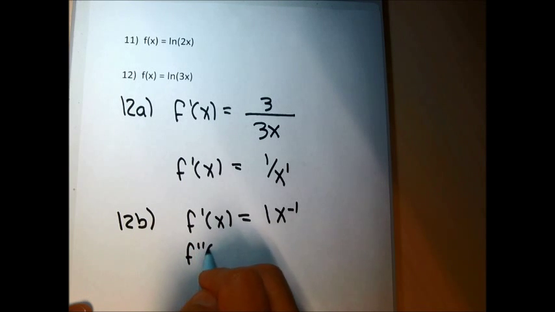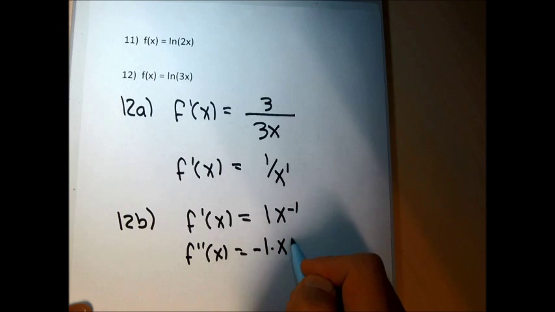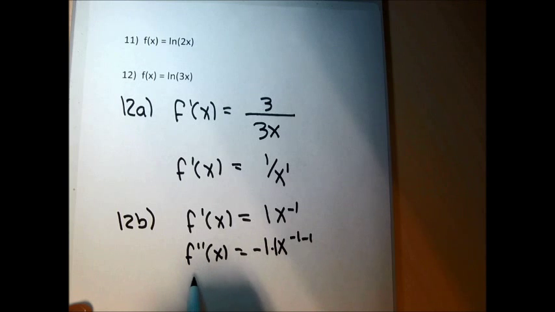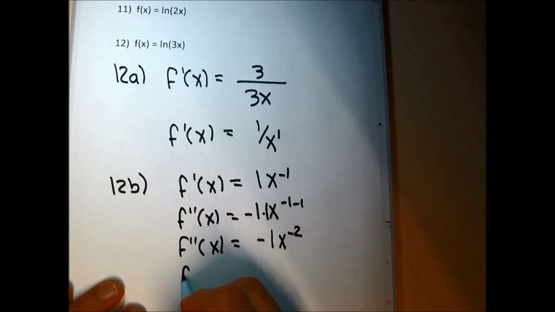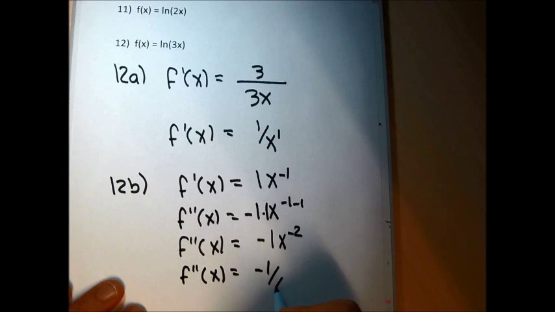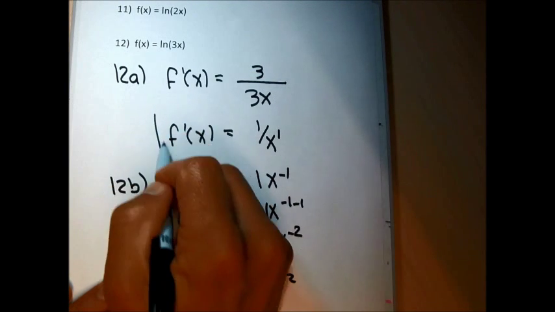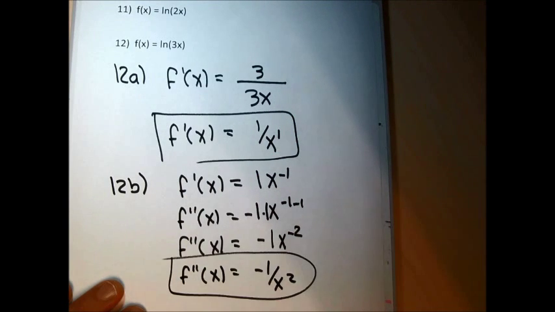So f double prime of x is going to be negative 1 times 1, and then I'm going to lower the exponent by 1. So the second derivative is going to be negative 1x to the negative 2. And again, as a habit, it's so easy to do. I'm going to write this as negative 1 over x squared. So the best answer for number 1 and the best answer for number 2 are those.